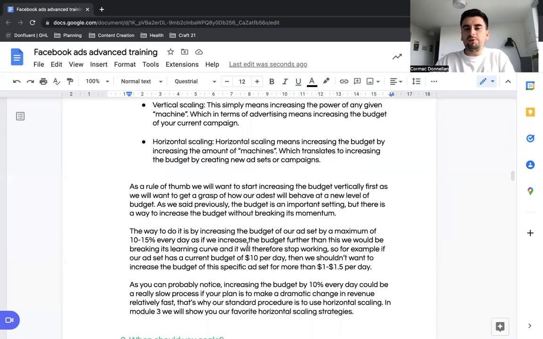So as a rule of thumb, we will start with increasing the budget vertically first, as we want to get a grasp of how our ad set will behave at a new level of budget. As we said previously, the budget is an important setting. There's a way to increase the budget without breaking its momentum.